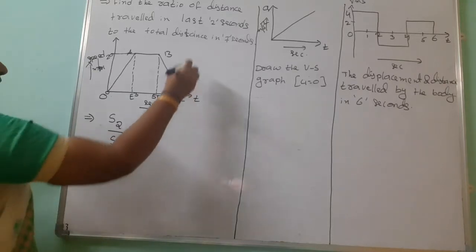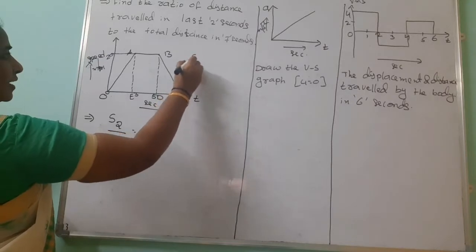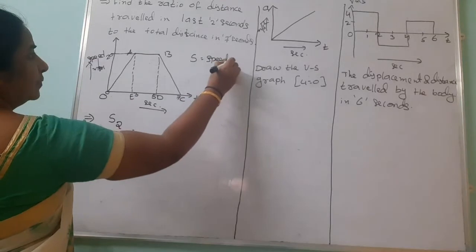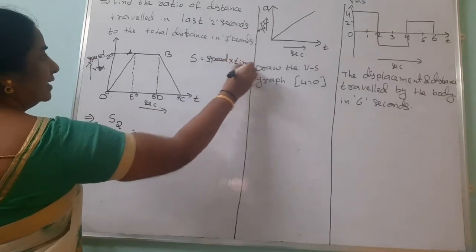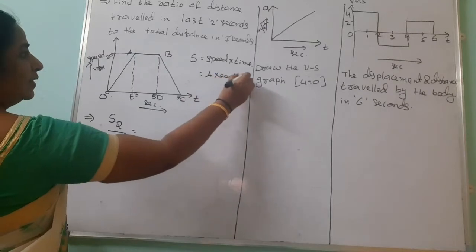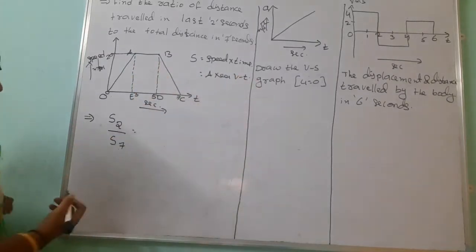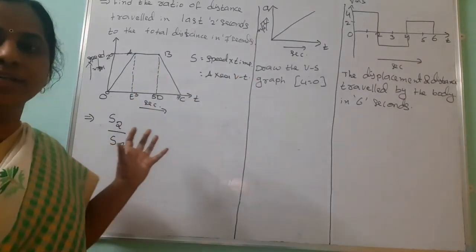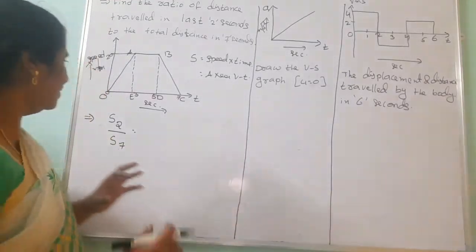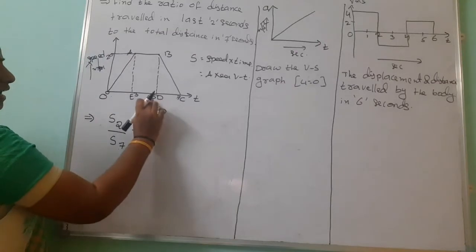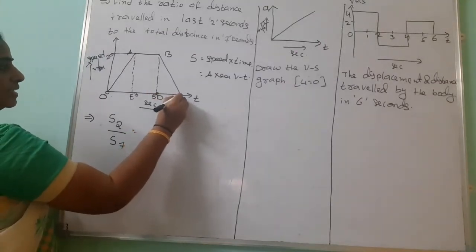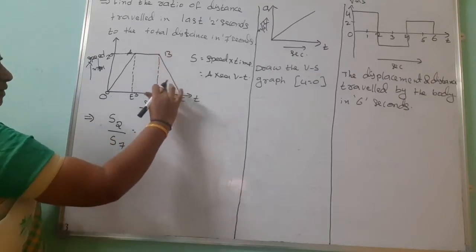You know that distance is generally speed into time, so the area under the speed-time graph gives the distance. But we have to find the distance in the last 2 seconds and the total distance in 7 seconds. First we should concentrate on the last 2 seconds, from D to C. Which geometrical shape is this?